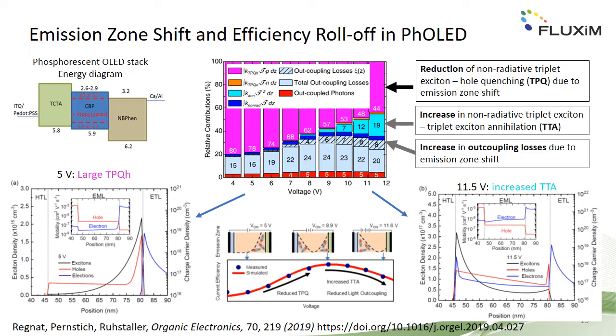So finally, we can draw the schematic behavior of what's going on. At low voltage, we have the emission zone on the right-hand side of the emitter layer. At intermediate voltage, we have a split emission zone that was already proven by the occurrence of the transient EL overshoot in the previous slide. And at very high voltage, we have a roll-off that is actually due to triplet annihilation.